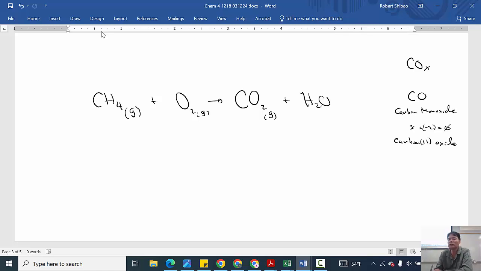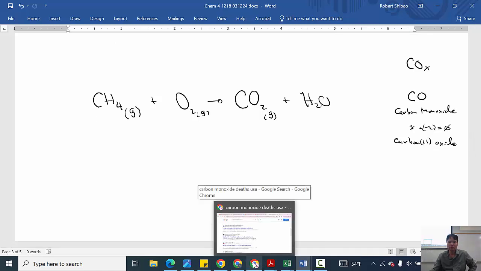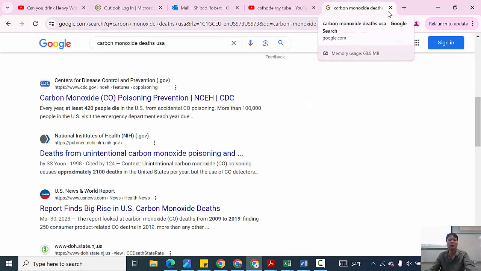So what we could do is call this carbon 2 oxide. Carbon 2, indicating what we call the apparent charge on carbon. It's +2. +2 is fairly common, what we call oxidation state, for carbon.